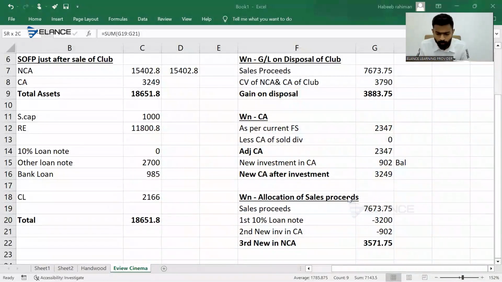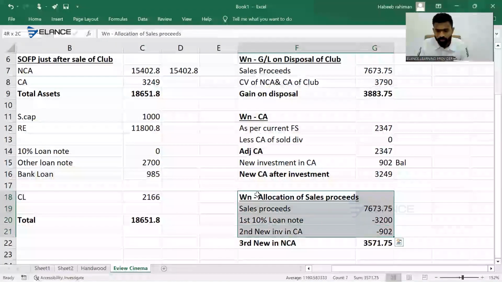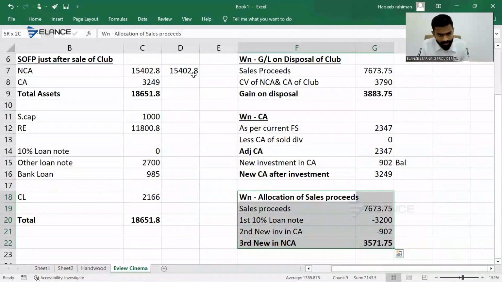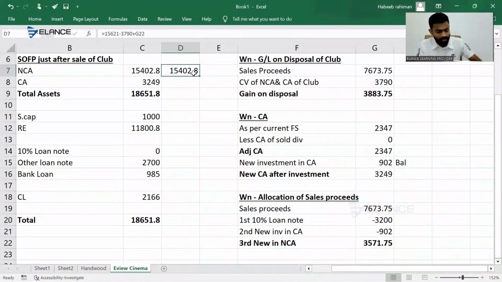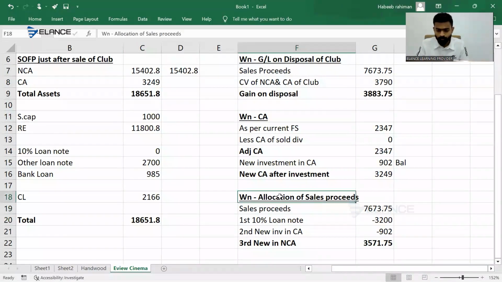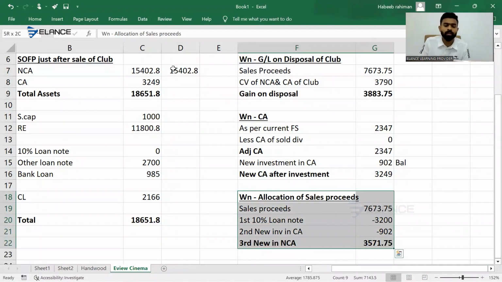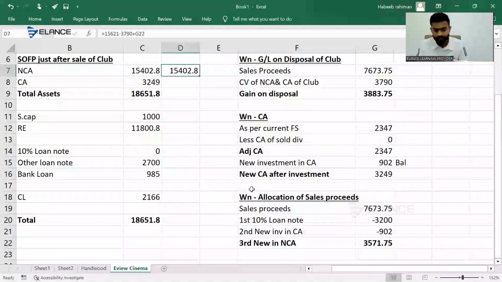One thing, could you please try calculating the non-current asset as a balancing figure and prepare this working note, and calculate this figure similar to this for Handwood company. Try yourselves to find the figure of non-current asset as a balancing figure, and using this working note, find out the figure here also. Try yourselves. I'll wait.